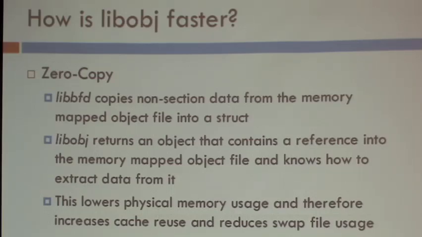And so in this library, what I do is return an object that just has a reference directly into the memory mapped data, along with functions in its vtable that know how to access that data. And this lowers the physical memory usage and therefore increases your cache reuse and reduces swap file usage, which is a huge problem I had with link.exe until I upgraded the amount of RAM I had, and your link times go from 20 minutes to 1 minute. So that's a huge performance gain.